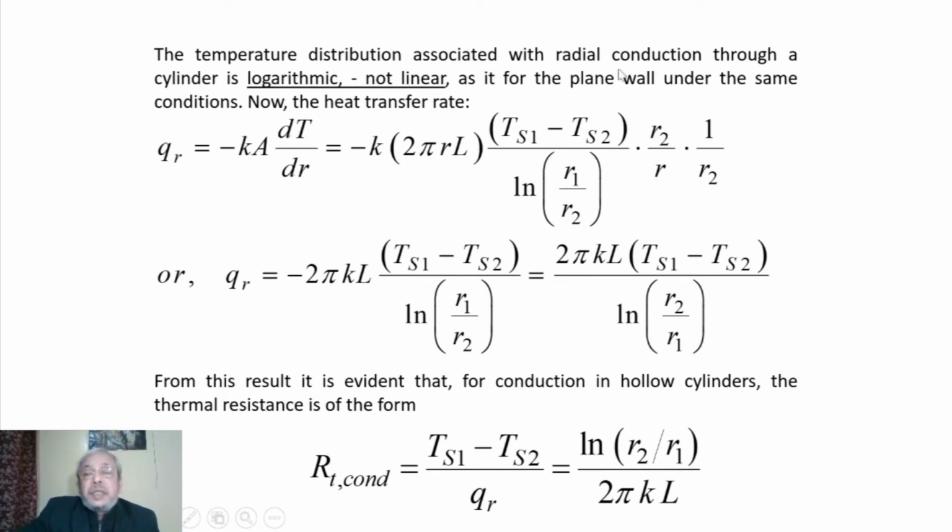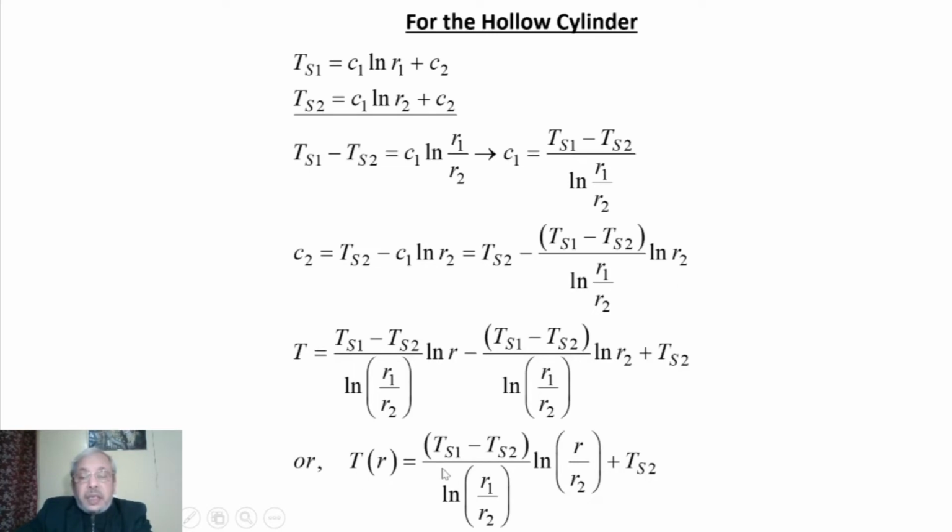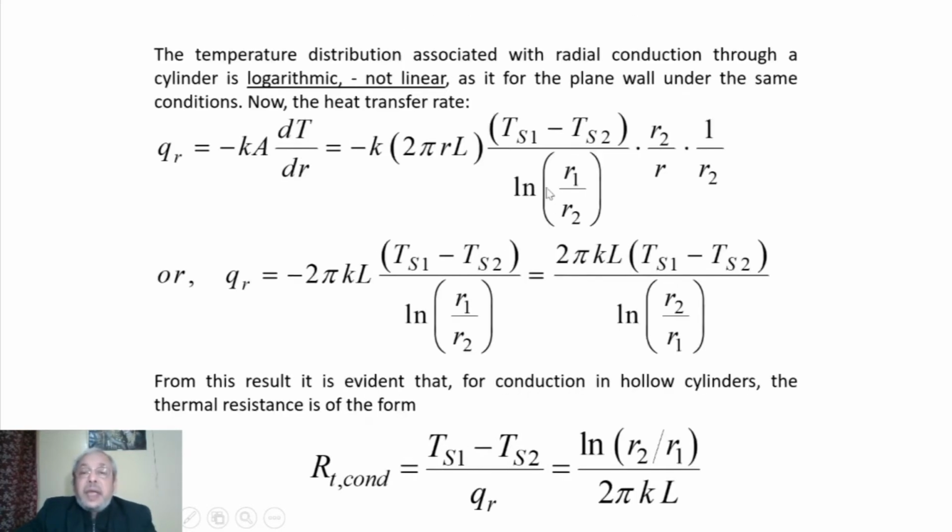So the conditions are the same, the boundary conditions are the same, but we can see the internal distribution is logarithmic. Now the heat transfer rate is minus K A dT/dr, where A is the area, twice pi R into L. We differentiate the expression for T(r) with respect to R, and we get (Ts1 minus Ts2) divided by ln(R1 by R2) into R2 by R into 1 by R2.